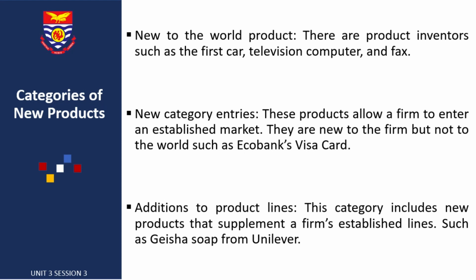Categories of new products. We have about 6 categories. We have 1, new to the world products. These are products invented, such as the first car, first television, the first fax, the company which discovered the COVID-19 vaccine for the first time. These are all products which are new to the world.